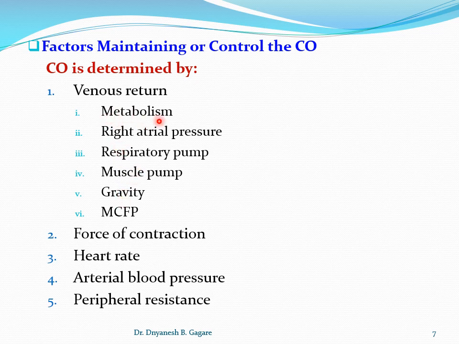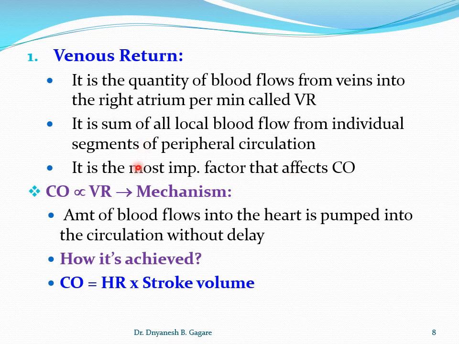So venous return is determined by the basal metabolic rate, right atrial pressure, that is the venous pressure we can say, then respiratory pump, muscle pump, gravitational force, and the mean circulatory filling pressure. So we'll go through them one by one. So first factor, the venous return. Here, what is venous return? The definition is, it is the quantity of blood flowing from veins into the right atrium per minute, called the venous return.